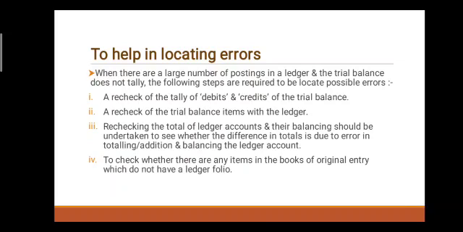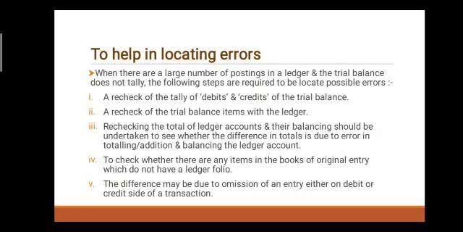Fourth, to check whether there are any items in the books of original entry which do not have a ledger folio. Fifth, the difference may be due to omission of an entry either on the debit or credit side of a transaction. For example, a debit entry of, say, rupees 2642 has been made in the transaction. The corresponding credit entry has been omitted through an oversight. To eliminate this possibility, it is necessary to carefully scan through all the credit entries to see whether the corresponding credit entry of said amount has been made under this transaction.